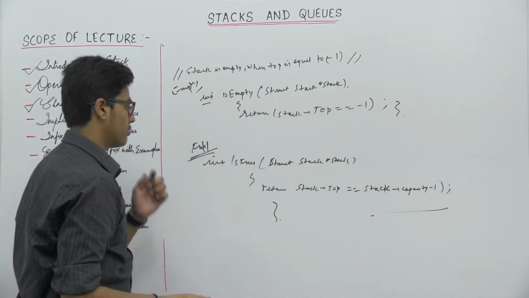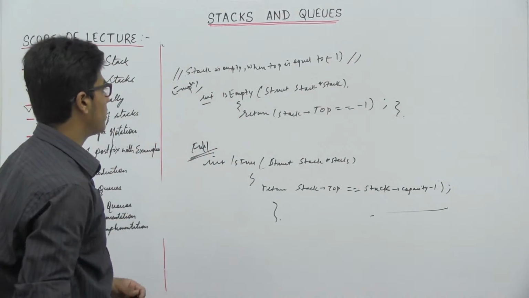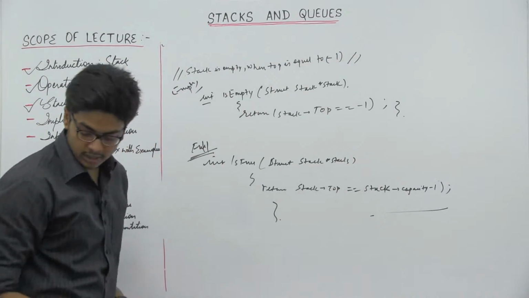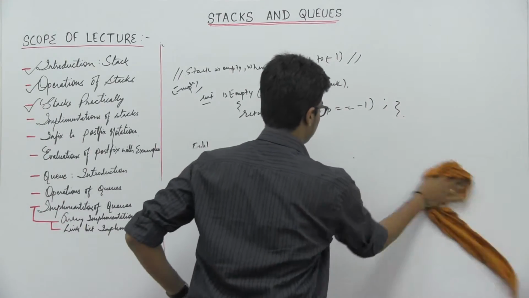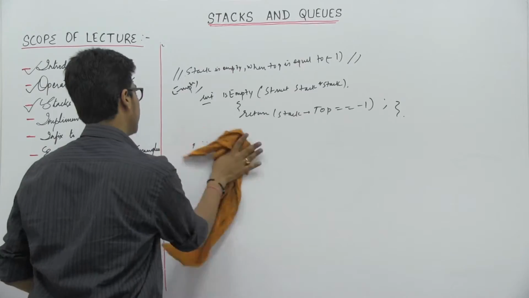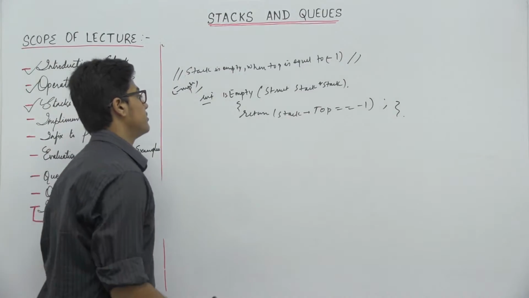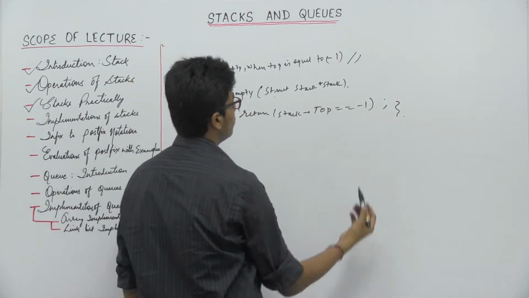These two lines of code are used to check the stack's full condition and the stack's empty condition. For the empty condition, we use an integer data type, isEmpty, and inside it we pass an argument, struct stack pointer stack, and return stack of top equal to minus 1.